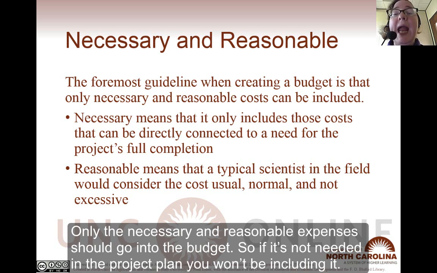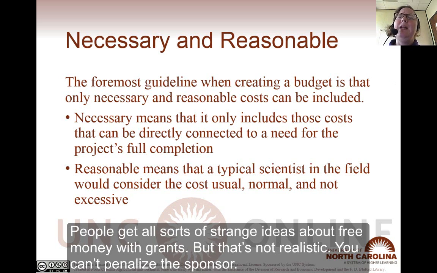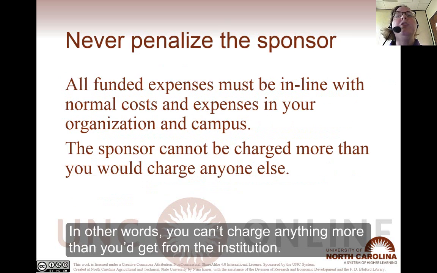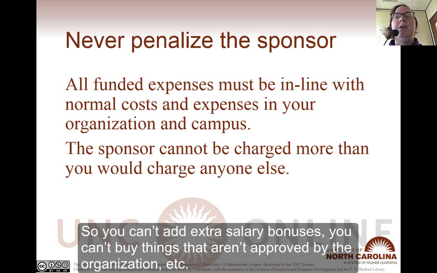Only the necessary and reasonable expenses should go into the budget. So if it's not needed in the project plan, you won't be including it. People get all sorts of strange ideas about free money with grants, but that's not realistic. You can't penalize your sponsor. In other words, you can't charge anything more than you'd get from your institution. So you can't add extra salary bonuses, you can't buy things that aren't approved by the organization, etc.